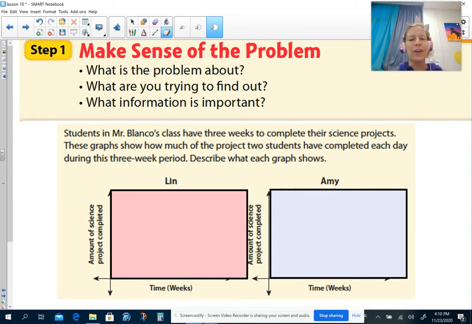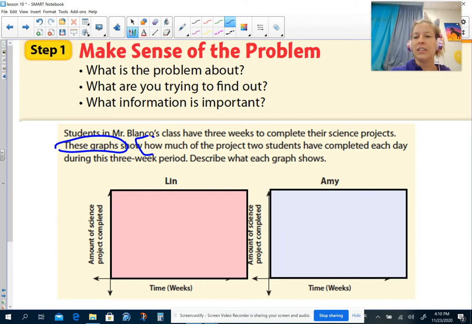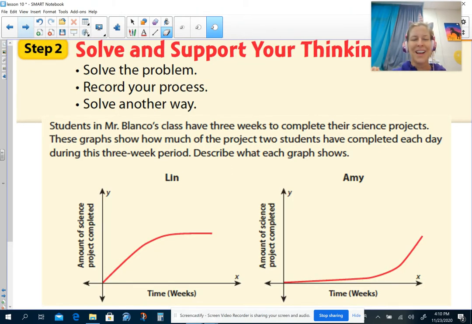Okay, so have you figured out what's underneath my big boxes? Hopefully you said graphs, because it does say these graphs. And what do these graphs show? How much of the project they have completed each day during how many weeks? Yes, 3 weeks. So describe what each graph shows. So we know it's 3 weeks. We know we're talking about how much they have completed. Are you ready to see my graphs? Okay, they're going to be different. I'm just warning you. Okay.